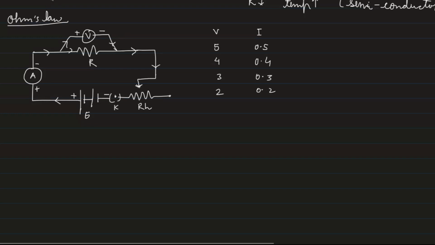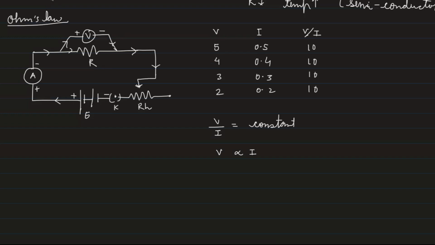One thing which Ohm observed was that when he took the ratio of V upon I, that is 5 upon 0.5, he got 10. So this was coming constant. That means V upon I was a constant. Therefore, he got that V is proportional to I. And when you remove the proportionality sign, you multiply by a constant. And that constant, we call resistance.